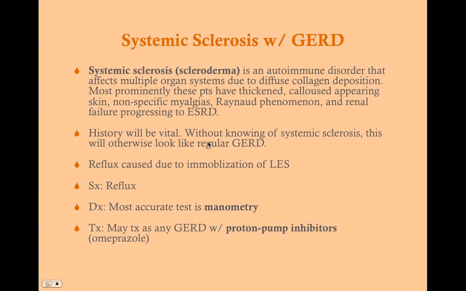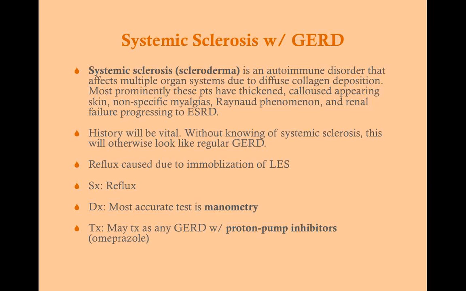Okay, the last thing I want to talk about is systemic sclerosis with GERD. So this causes dysphagia because you're having GERD with a certain disease process, but this is totally different from the other ones. So there's two reasons this is different. One, this is caused by another disease process.